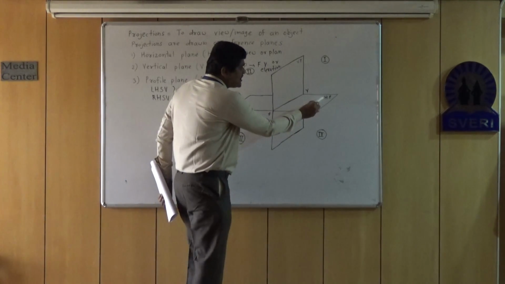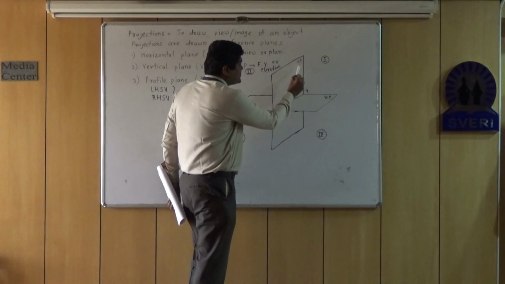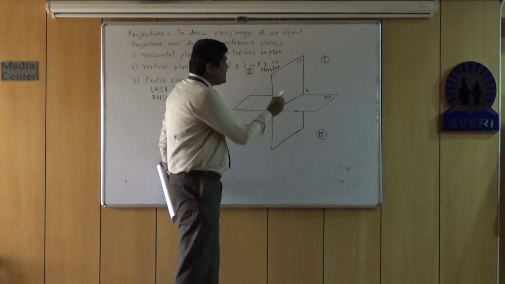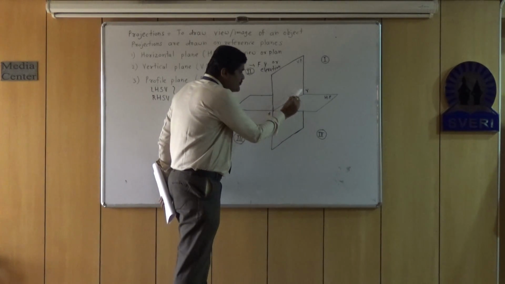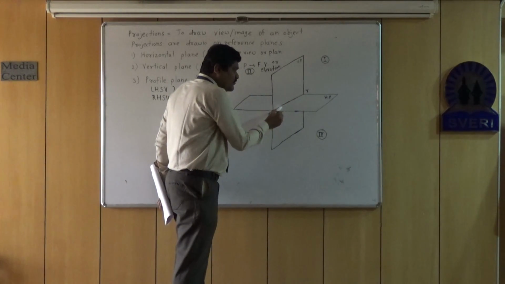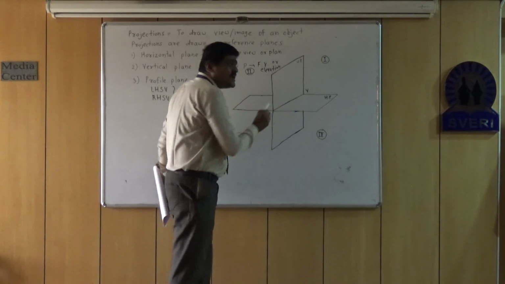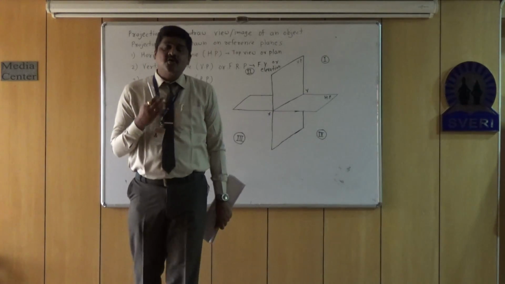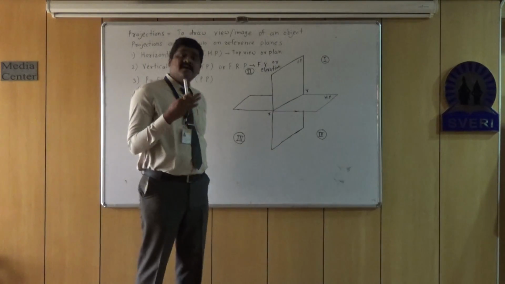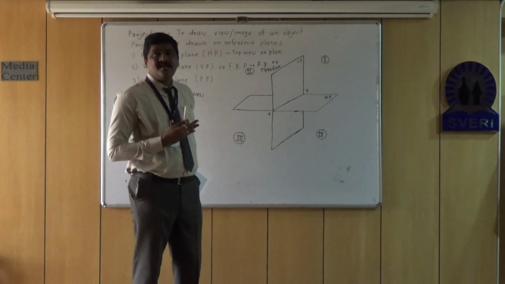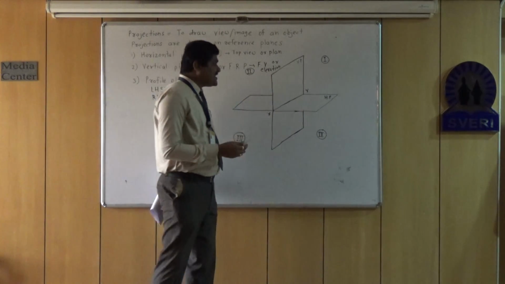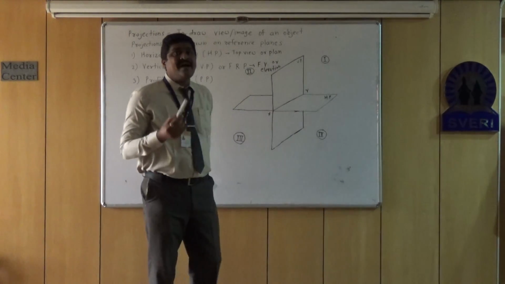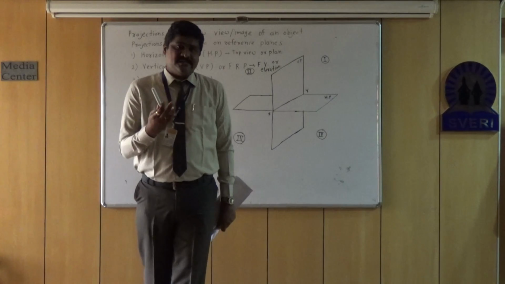So this is the horizontal plane HP, this is the vertical plane VP, and the intersection of HP and VP is in the form of one line. This is called the XY line or reference line. All the views of the object are drawn with reference to the XY line, hence it is called the reference line. Now as we can see, because of HP and VP, the complete space gets divided into four quadrants.